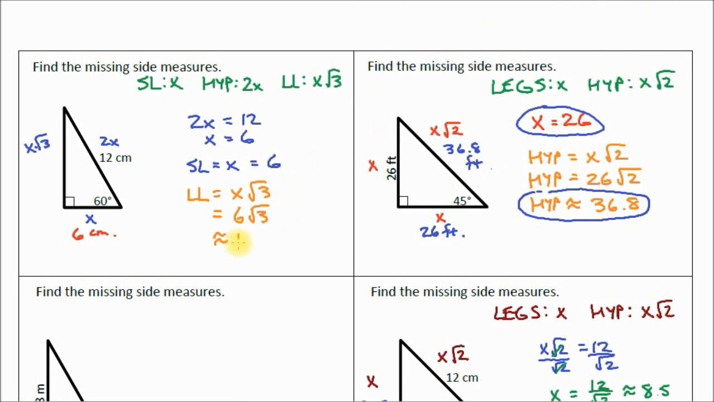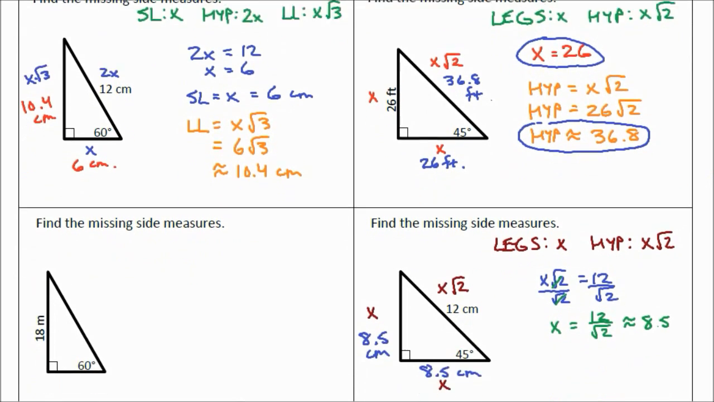And the long leg is equal to approximately 10.4 centimeters. We could have written up here, if you wanted to, you could have written this as 6 centimeters as well. So we just found that our long leg is equal to about 10.4 centimeters. Okay, that finishes that triangle.